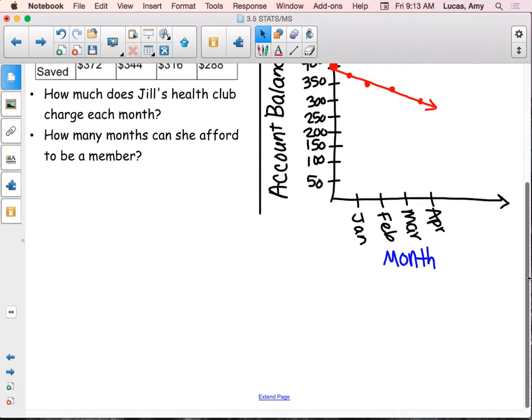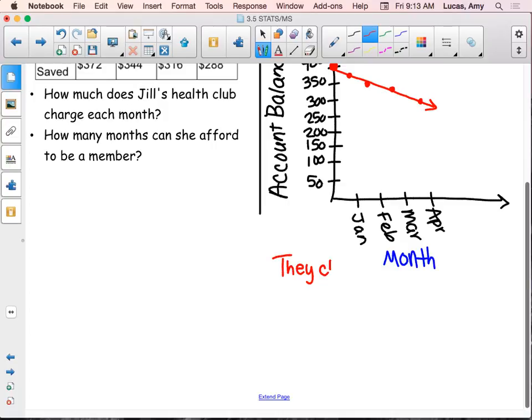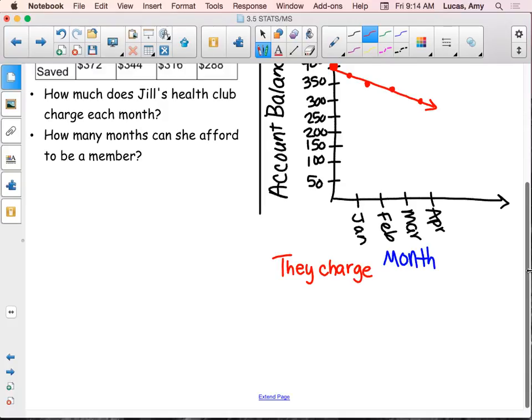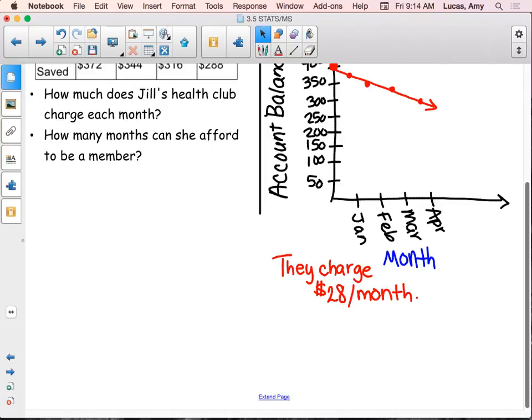How much do they charge each month? So they charge, we found this value already because this was our common difference. So $28 is how much her account was going down. So they charge $28 a month. Then we need to know how many months she can afford to be a member.